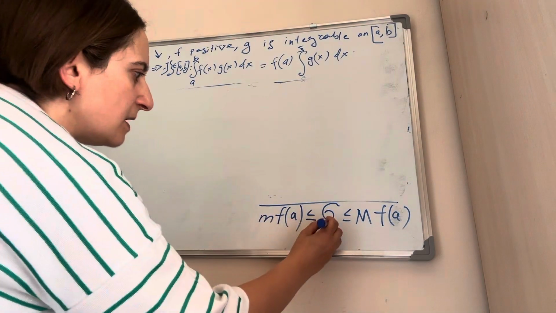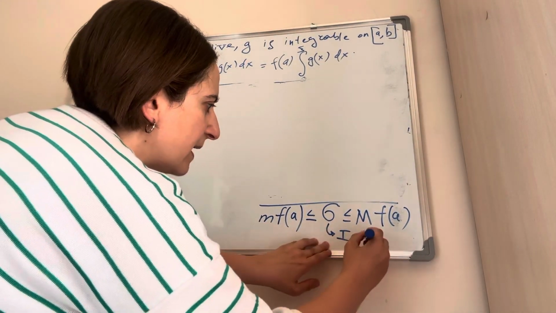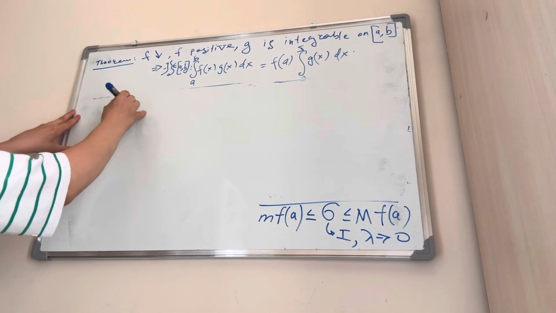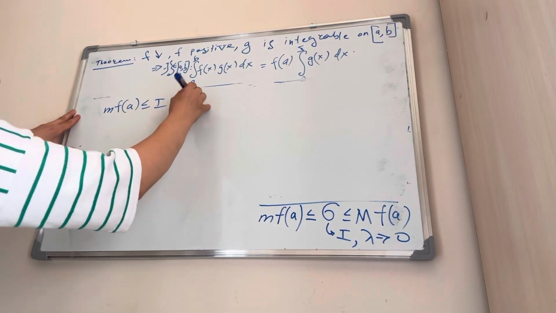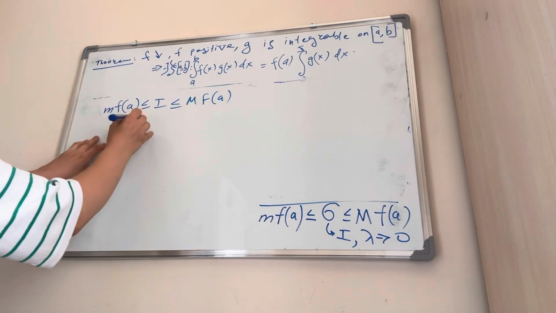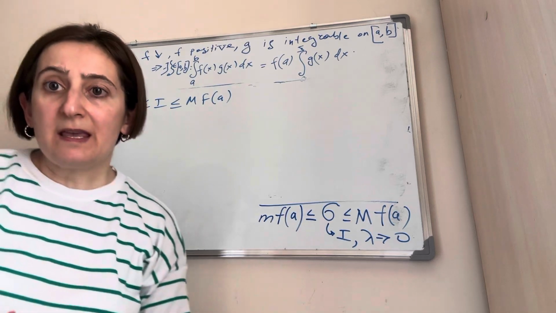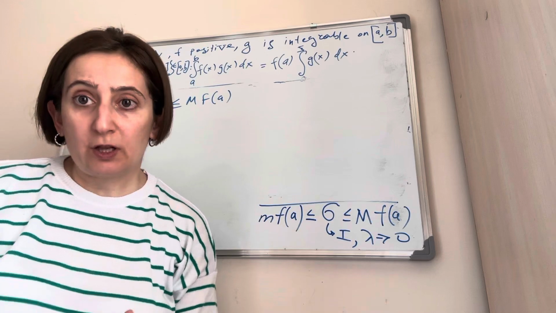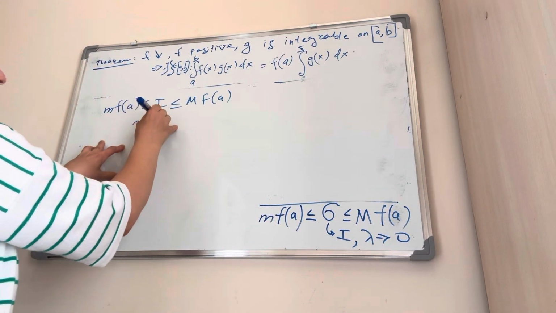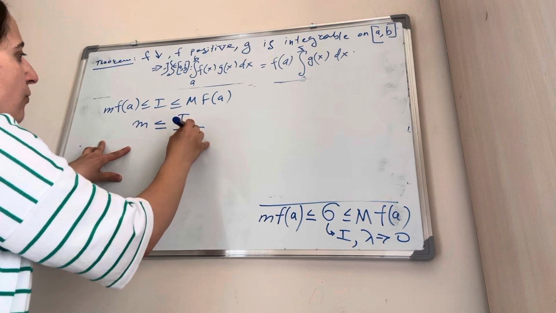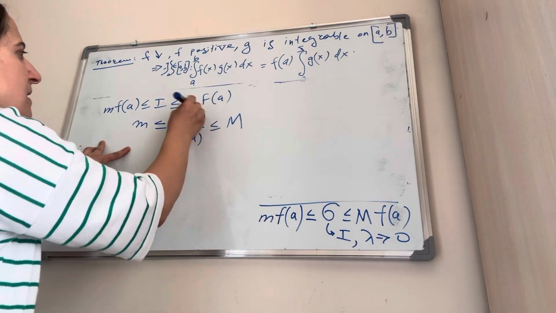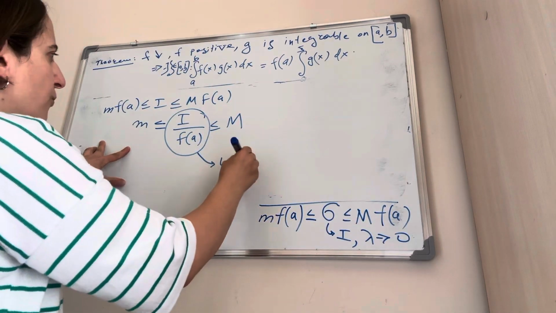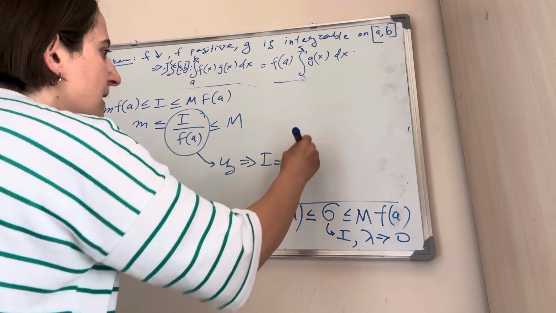Now, sigma goes to I when lambda goes to 0. Therefore, we have the same double inequality for I as well, m times f(a) up to M times f(a). Then I divide both sides of this double inequality by f(a), and I can do that because f is strictly positive. So I get m is less than or equal to I over f(a), less than or equal to capital M. This will be denoted by mu, and therefore I is mu times f(a).